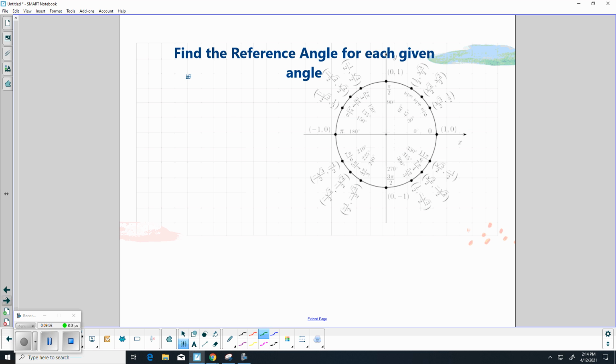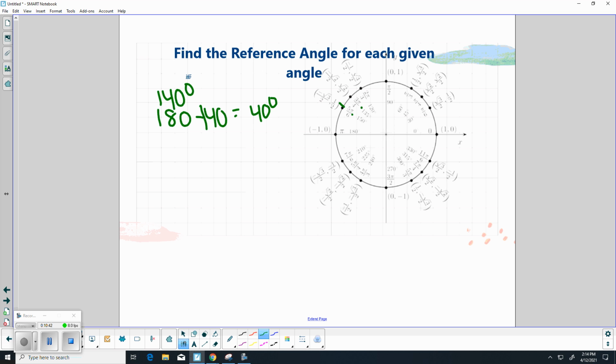So then on this side, let's say we're given 140 and we're asked to find the reference angle. I have angles already up here. So where's 140? 135 is here, 150 is here. So 140 has got to be somewhere in this one. So we would just take 180 minus 140, and that would give us 40.